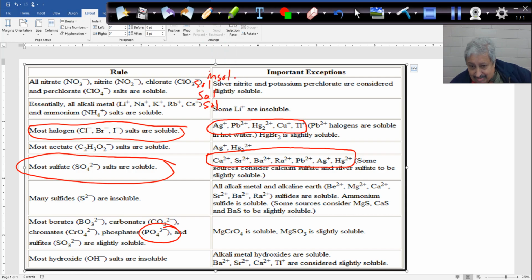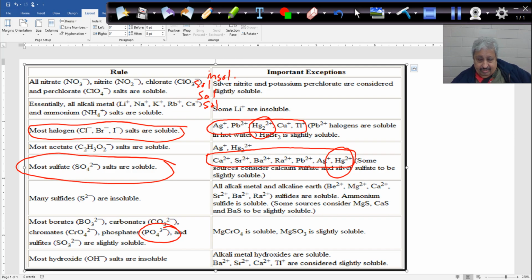Is it mercury 1 or mercury 2? Mercury 2. And I think mercury 1 is not soluble either. So the answer is they are not soluble, except mercury 2. Okay. So this is mercury 1, guys. This is mercury 2. Mercury 2 is insoluble, but mercury 1 is soluble.